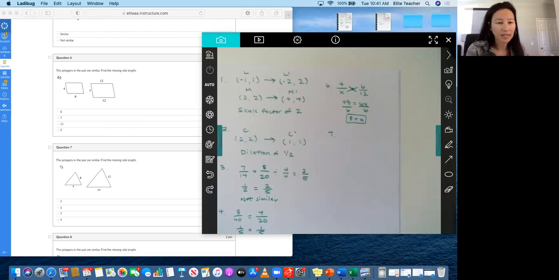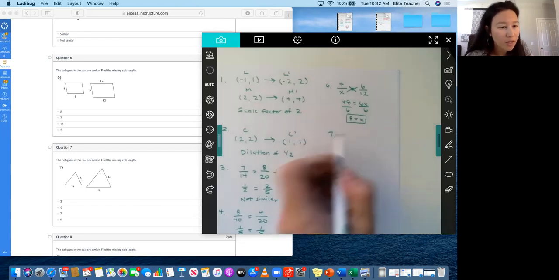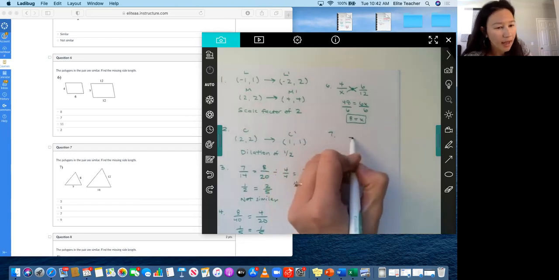Good, you guys are right. It is 7. So 6 times 2 is 12. So what times 2 is 14? That is 7.